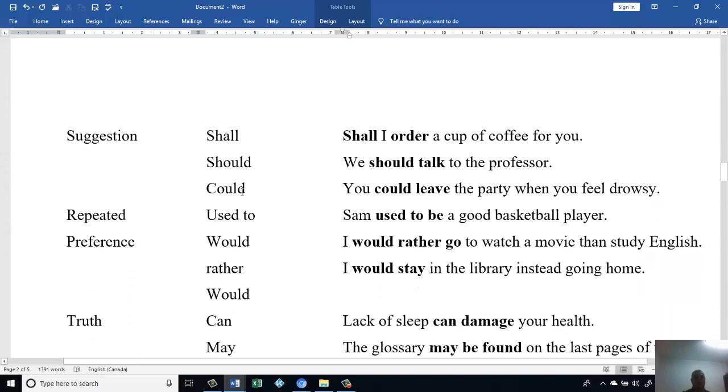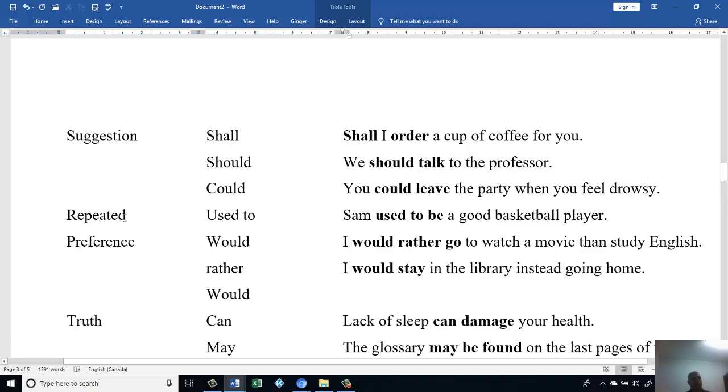Then we make a suggestion. You can use shall, should, or could. Shall I order a cup of coffee for you? We should talk to the professor. Or you could say, you could leave the party when you feel drowsy.